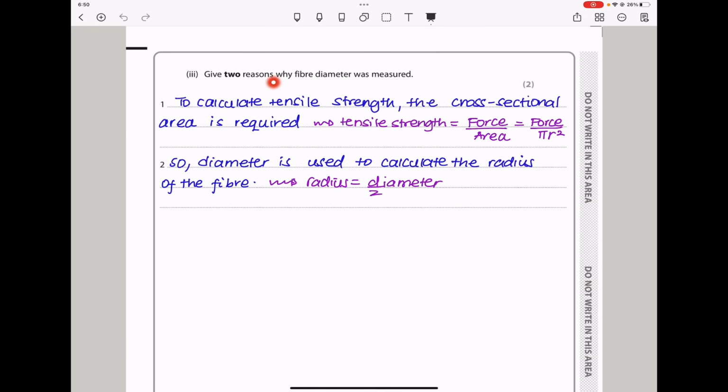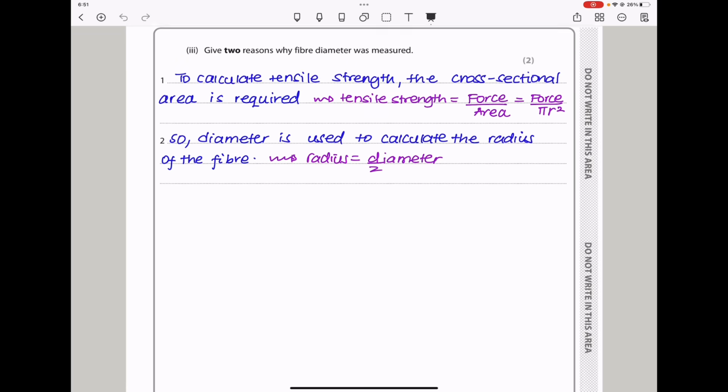Here they say give two reasons why fiber diameter was measured. Remember, this experiment is about tensile strength, and to calculate tensile strength, we need to know the cross-section area. Since tensile strength is going to be force divided by the specific area or cross-section area. So to find the area, we need to know the radius, and radius can be calculated by dividing diameter over 2. So here we will need to find the diameter of the fibers.